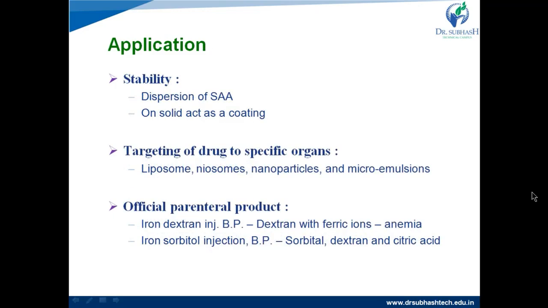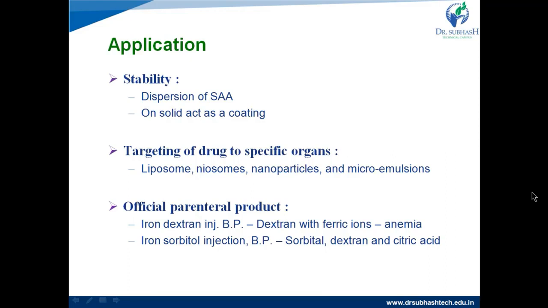Then stability. We can use a dispersion of surface active agent to improve the stability of liquid dosage forms, and on solids it can act as a coating, especially in the case of tablets and granules. If we use a colloidal suspension of gelatin or hydroxypropyl methyl cellulose, they can act as a coating which can protect the medicament from adverse environmental effects.